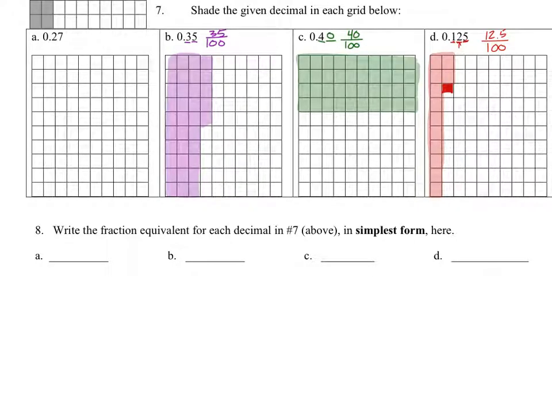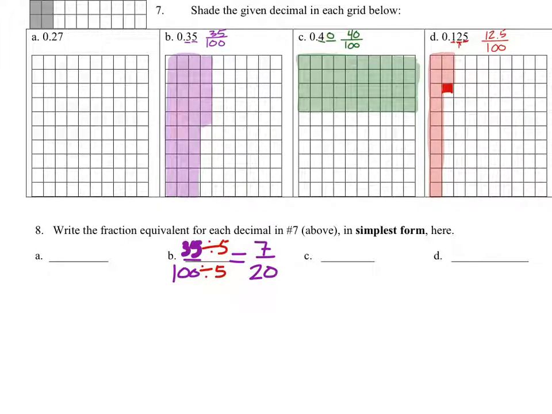All right, write the fraction equivalent for each decimal in number 7 in simplest form. Okay. So B was 35 hundredths. That one can be simplified by dividing both of these by 5. Both of these are divisible by 5. So this would change it to 7/20. Now, 7 is prime, so it can't be simplified any further because 20 does not go into 7 either.